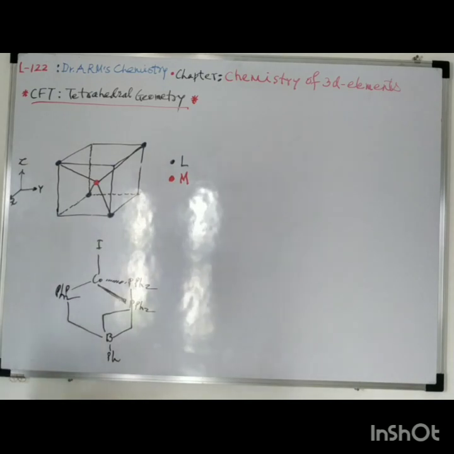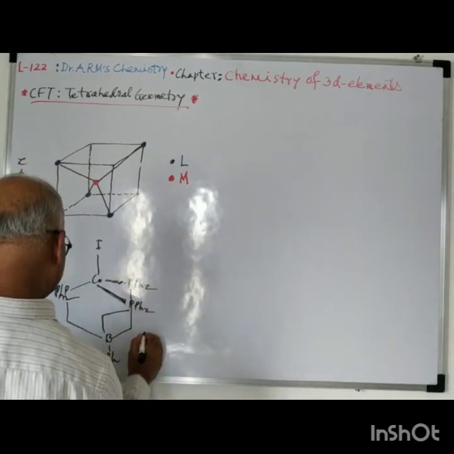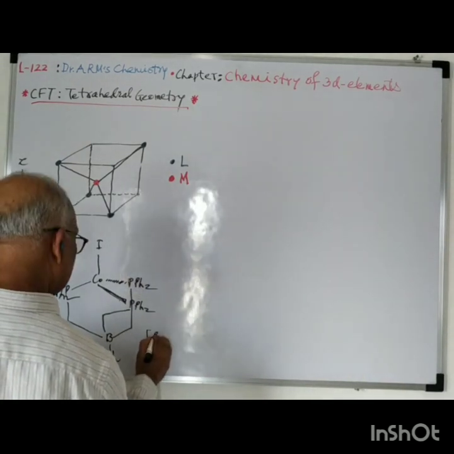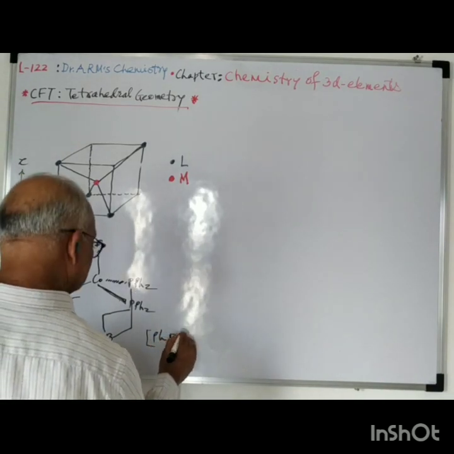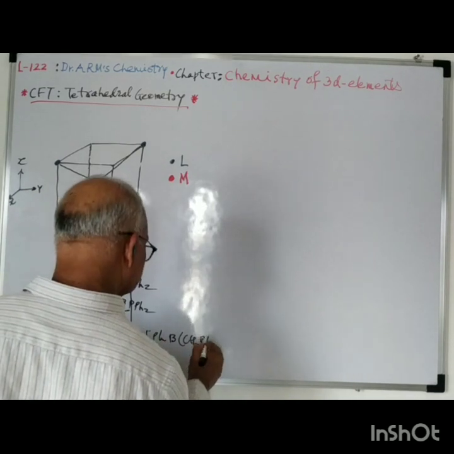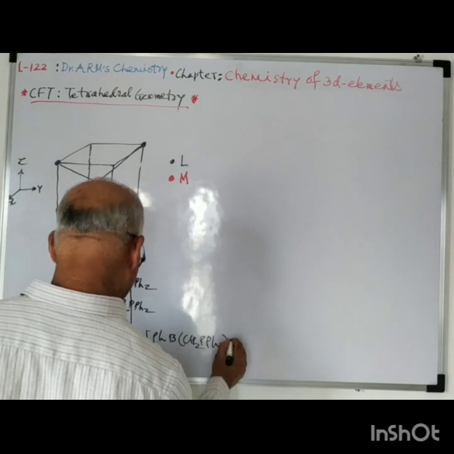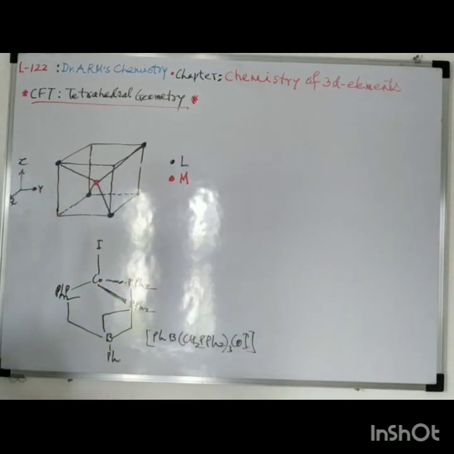This is a complex that can be represented in this way. PH, B, CH2, PPH2 thrice, Co I.